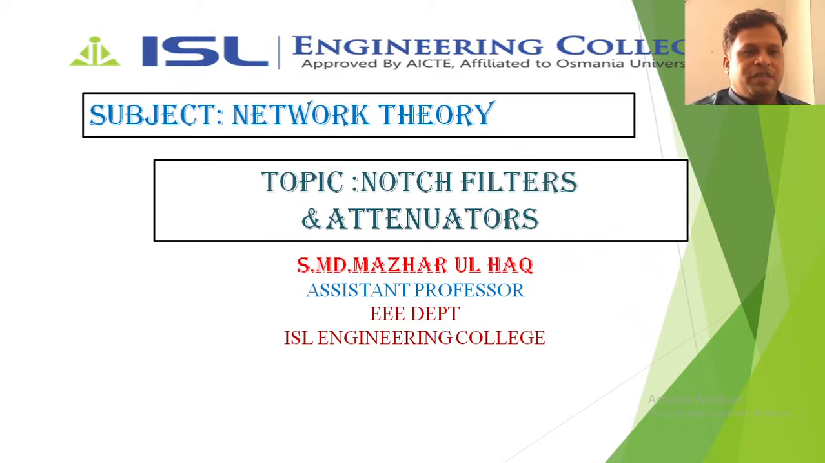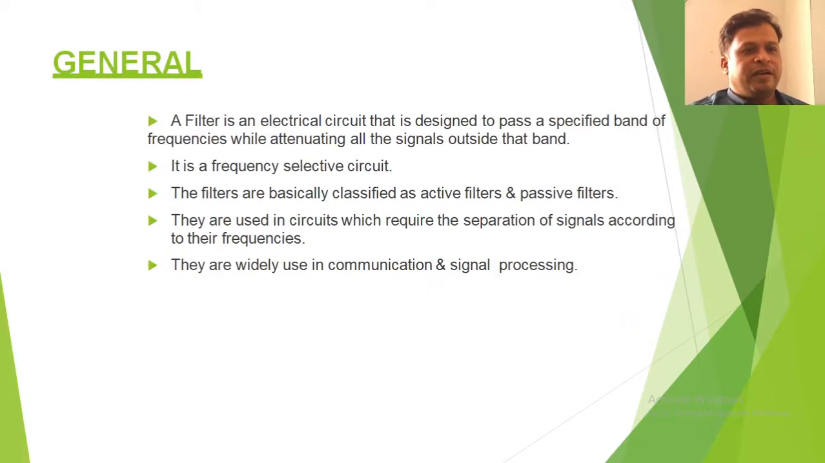So let us begin. A filter is an electrical circuit that is designed to pass a specified band of frequencies while attenuating all the signals outside that band. It is a frequency selective circuit in one way. Filters are basically classified as active filters and passive filters. They are used in circuits which require a separation of signals according to their frequencies. They are widely used in communication and signal processing.